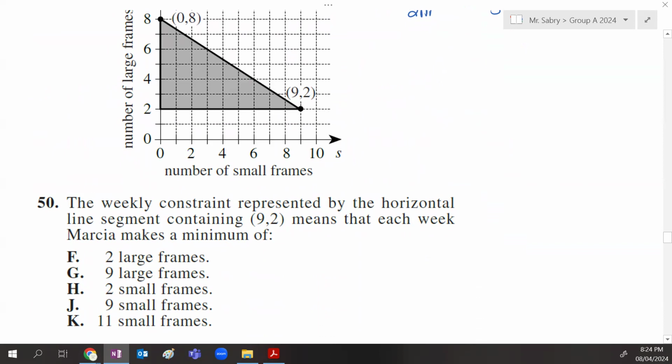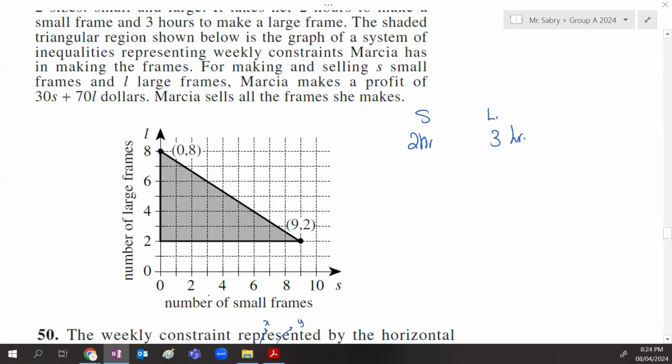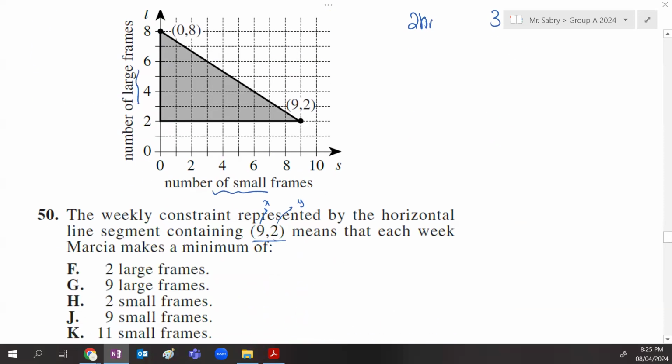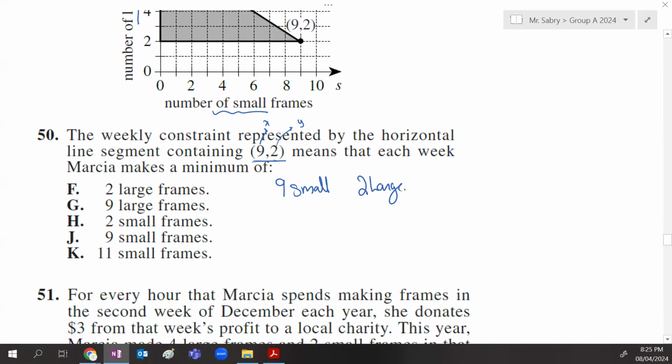So we have to look at this. What does that mean? It's a point where this is x and this is y. On the graph itself, they have written next to the axes that this is the number of small and this is the number of large. So apparently x is the small, y is the large. We have 9 small and 2 large. That's what this point is stating. They're asking, it means she can make a minimum of 9 small, no, 2 large, that's true.